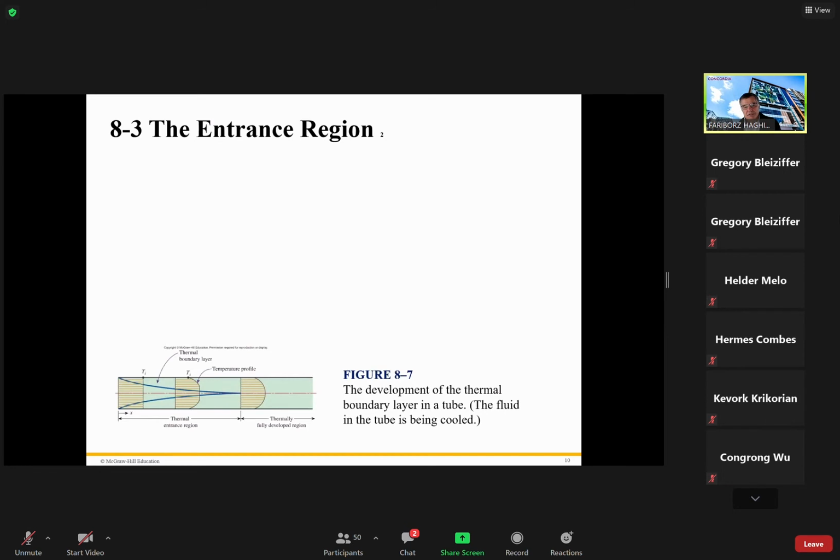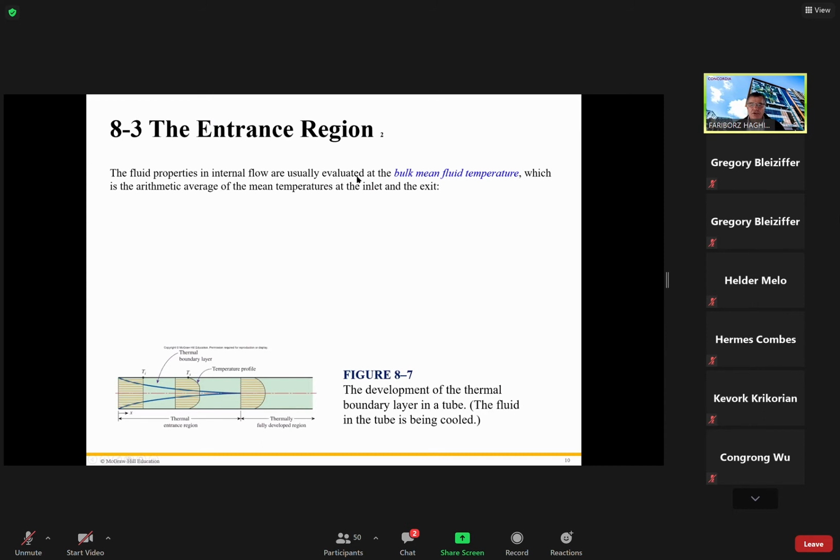Now for the entrance region we mentioned here, please keep in mind we are talking about the Reynolds number. The Reynolds number is changing, therefore we have to keep in mind what condition the system is exposed to: constant temperature, constant heat flux, and so on.